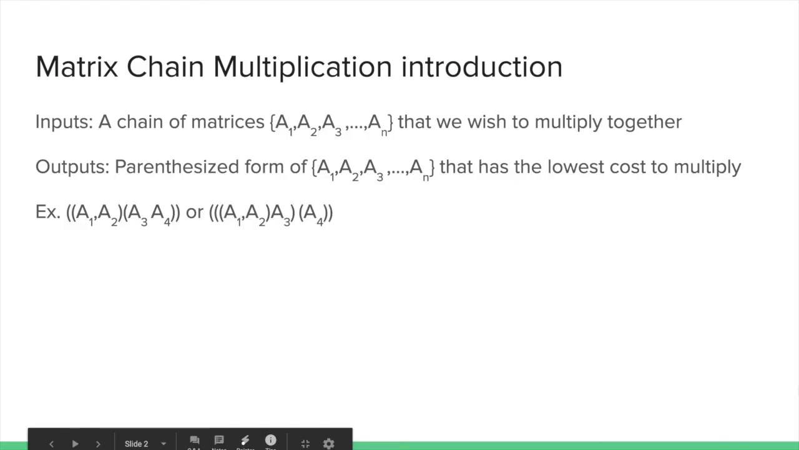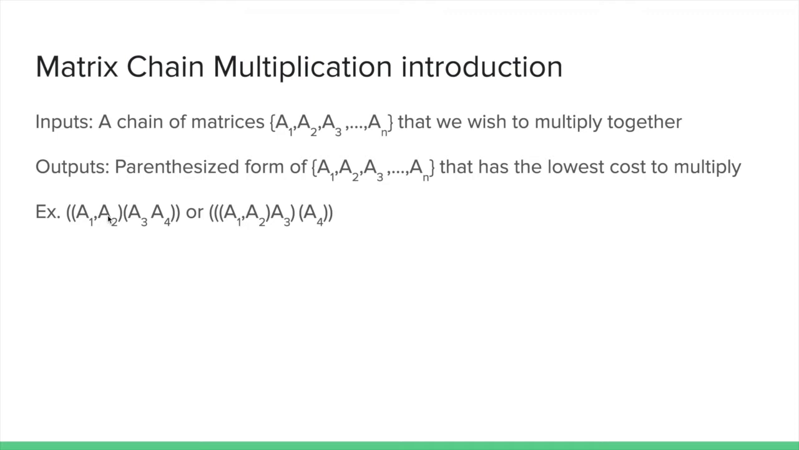So the matrix chain multiplication algorithm is an algorithm that determines the most efficient way of multiplying together a chain of matrices. So we can call them A1, A2, A3, all the way up to AN. We need to find the most efficient way of multiplying these matrices together to have the lowest cost. So the algorithm determines the order to multiply the matrices together.